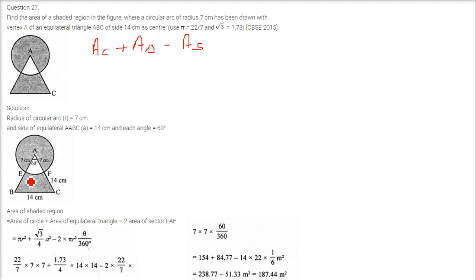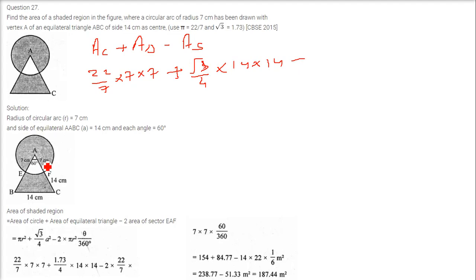The dimensions are given here because 14 is the side of the equilateral triangle, and 7 is the radius of the circle. So the area of the circle will be pi r square, where r is 7. Then the area of the triangle: because it is an equilateral triangle, it is root 3 by 4 into side square, so the side is 14 into 14.